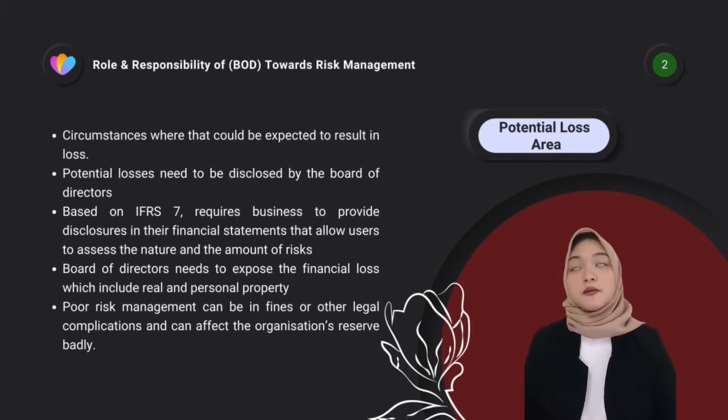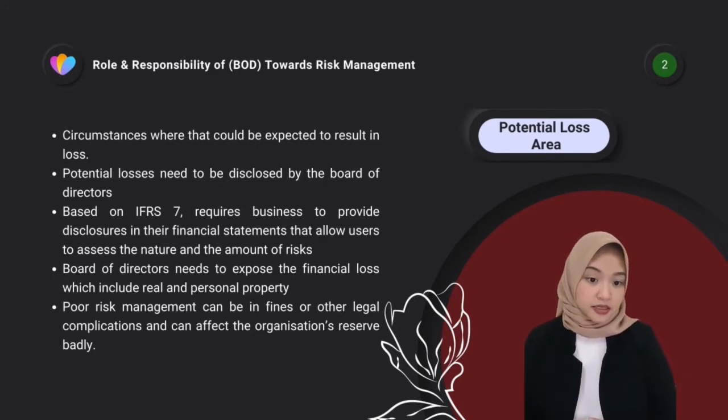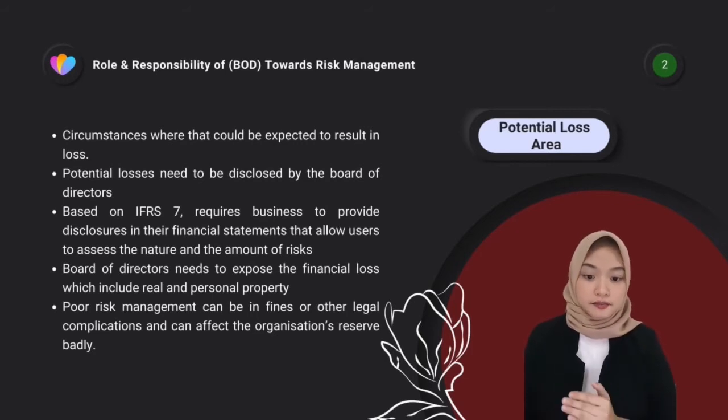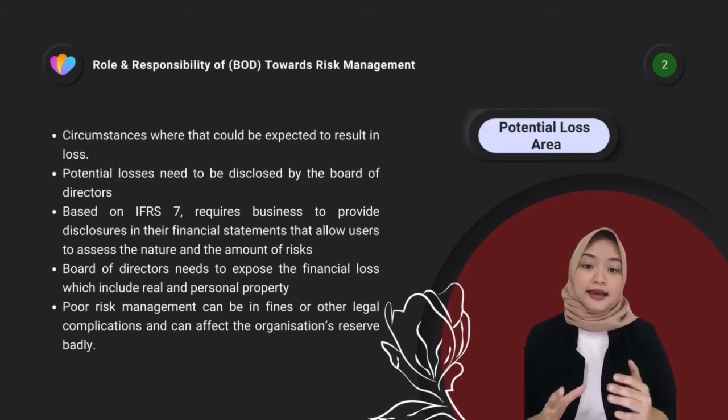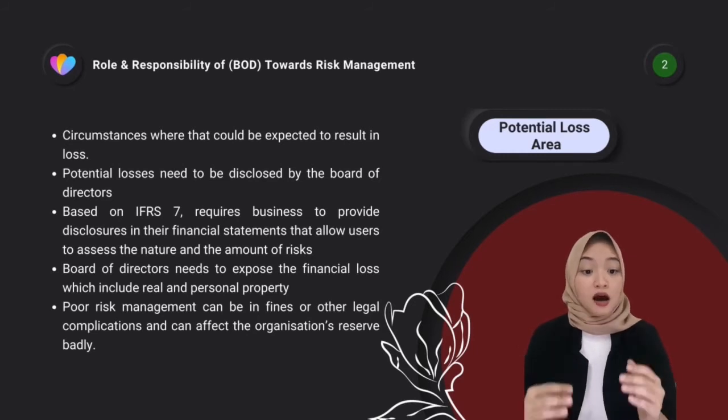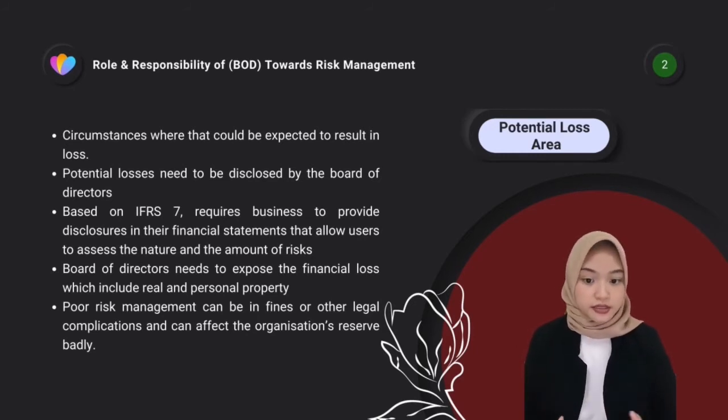In addition, IFRS 7 requires a business to provide disclosure in their financial statements that allow users to assess the nature and the amount of risk arising from financial instruments to which the entity is exposed during the period and at the end of the reporting period, and how the entity manages those risks.